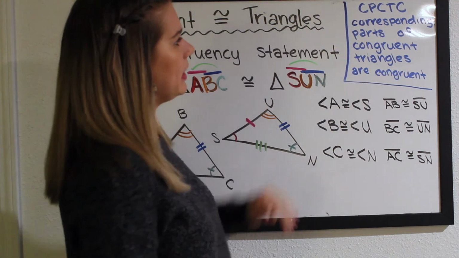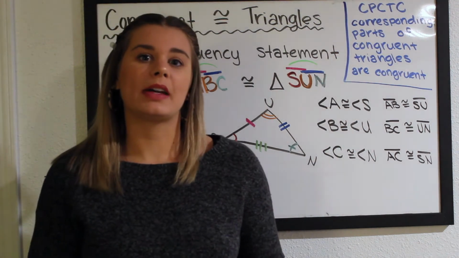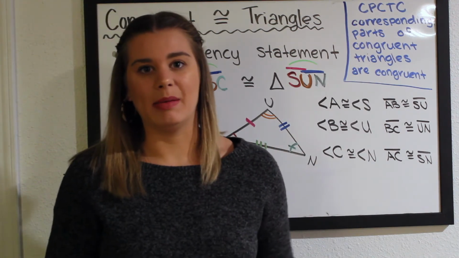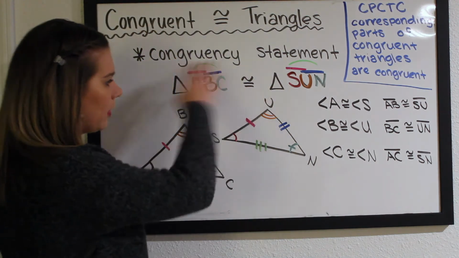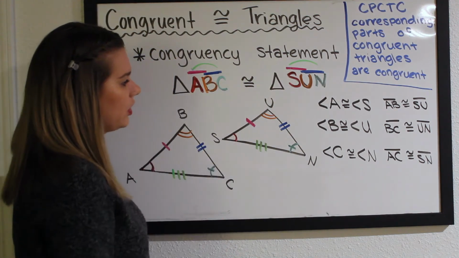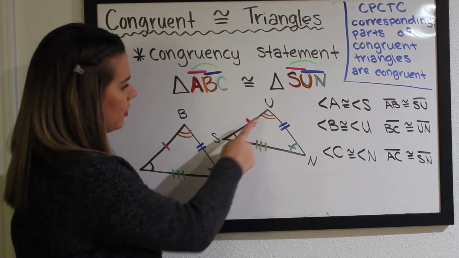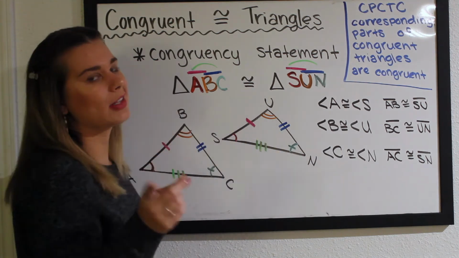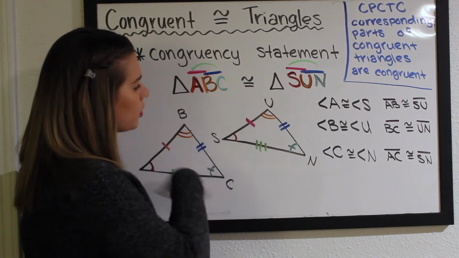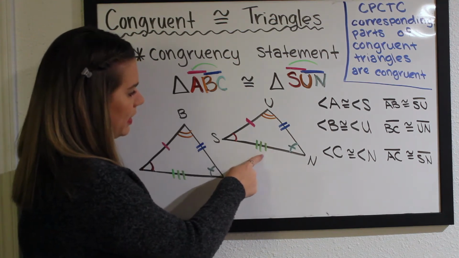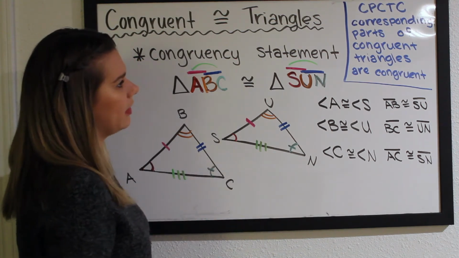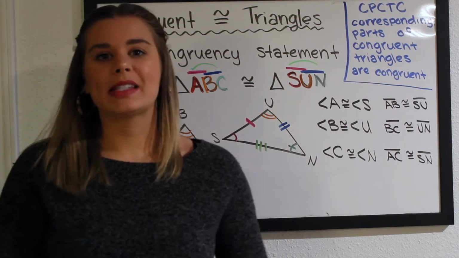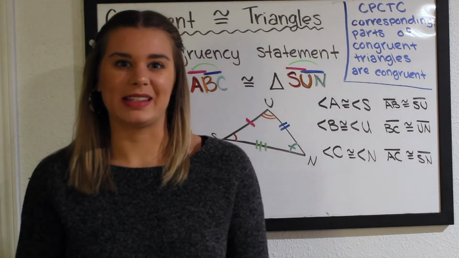You'll probably use CPCTC when we get to proving that 2 triangles are congruent. This will be your ending statement. Let's say I don't know that all these angles and side lengths are congruent, but I know that this one's congruent, this one's congruent, I know this side. Then once you've proven that, and we'll get into those theorems later, you can say that these other corresponding side lengths and angle measures are also congruent. Okay, so now let's move on to an example where we're actually using this.